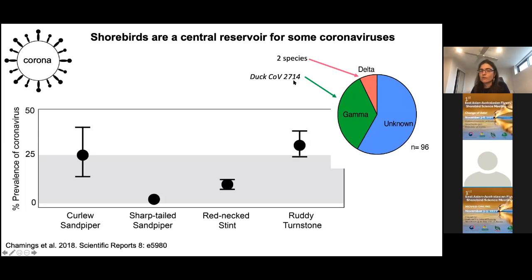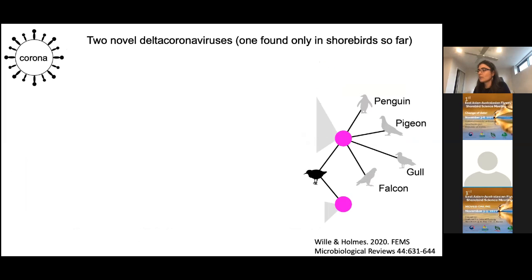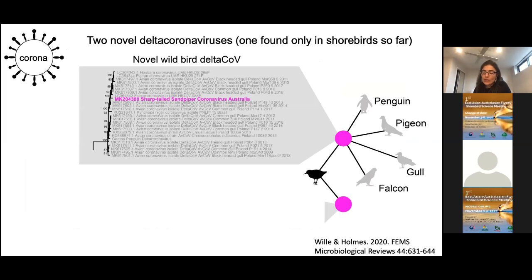This name is quite unfortunate because this coronavirus is certainly found in more than just ducks. It's just that the first full genome came from a duck. A small proportion of them were delta coronaviruses, and we actually found 2 different species of delta coronaviruses, which I'm just going to talk about here in the next slide. And so both of these delta coronaviruses are actually novel. They're not described, they're not ratified, so they're not in the book of viruses yet.